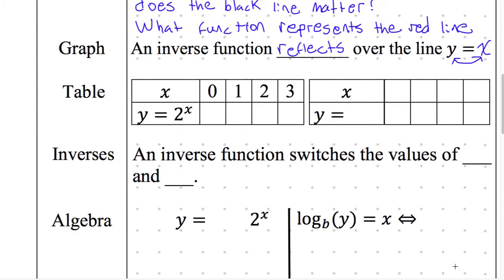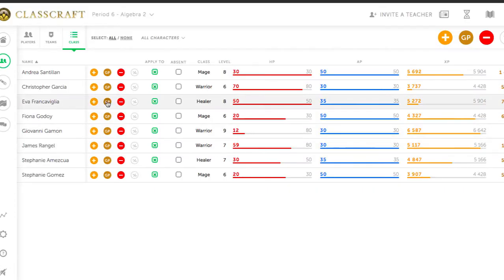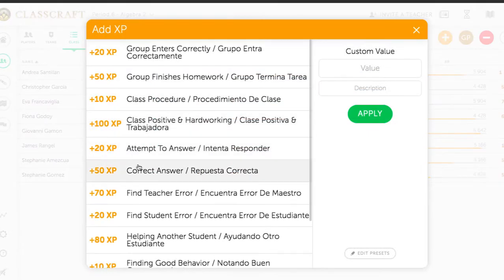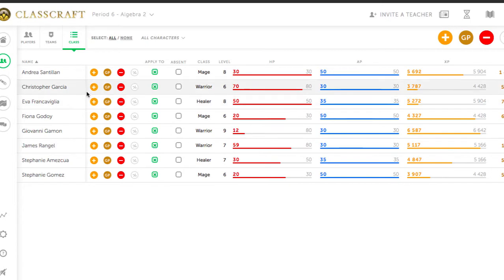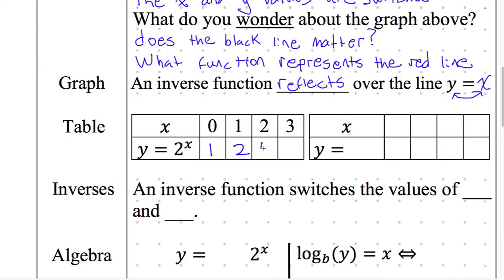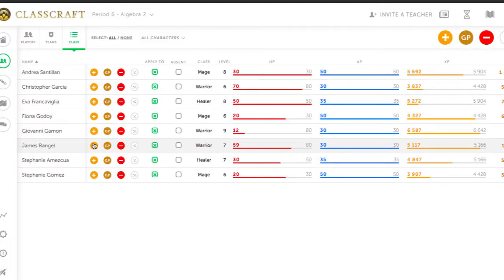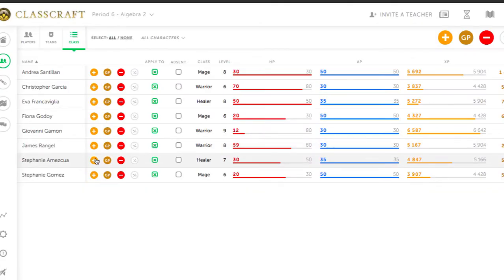Okay, so let's do a table. We'll get a ton of XP here. What is the y coordinate for this function y equals 2x, looking at the graph above? Geo: 1. I need another volunteer. Next one is 2. Chris: 2. Easy XP. Thank you, Chris. The next one, the y coordinate is, James: 4. James gets some XP, and I have his card. And the next one for 3 is Geo: 8. Thank you, Geo.